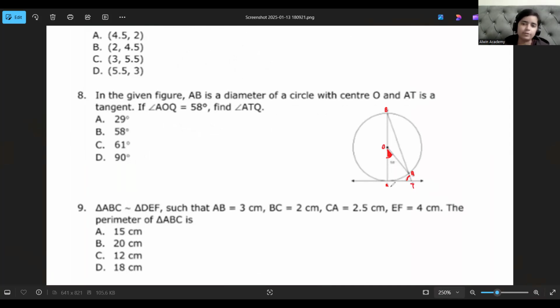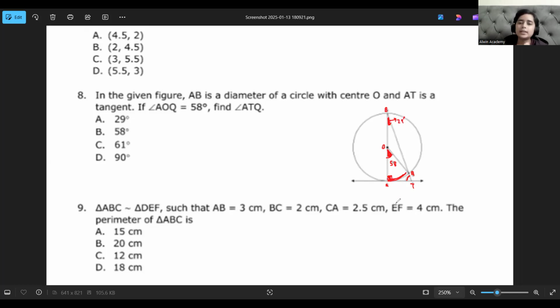Now, if we look here carefully, from this arc AB, the angle made at the center is angle AOB, and the angle made on the circle is angle ABQ. We know from a theorem in ninth class that the angle made by an arc or a chord at the center of a circle is double the angle made by the same chord or arc on the circle. So if this angle is 58 degrees, this must be half of 58, and half of 58 is 29 degrees. Now this is 29 degrees and AT is the tangent, so this must be 90 degrees.